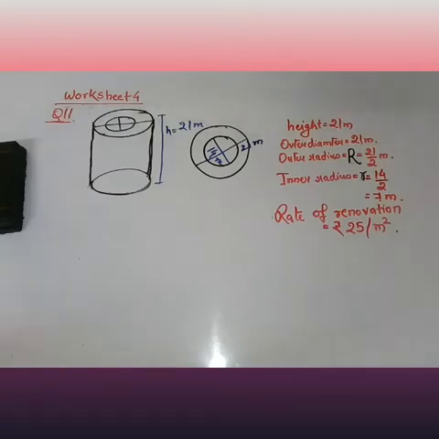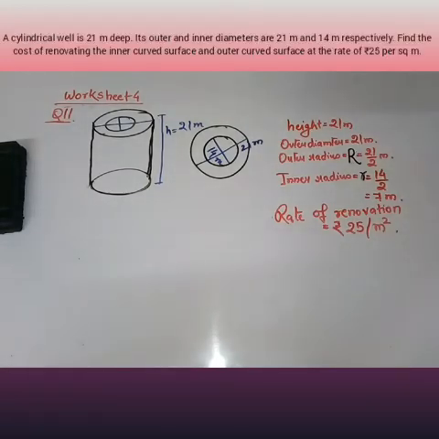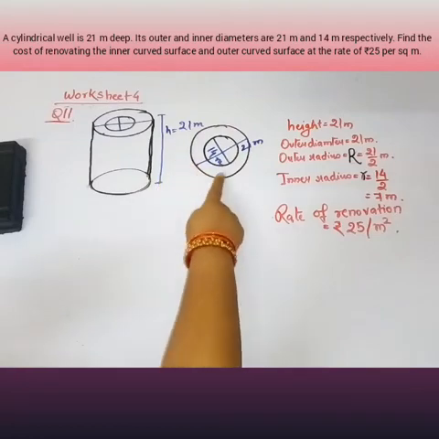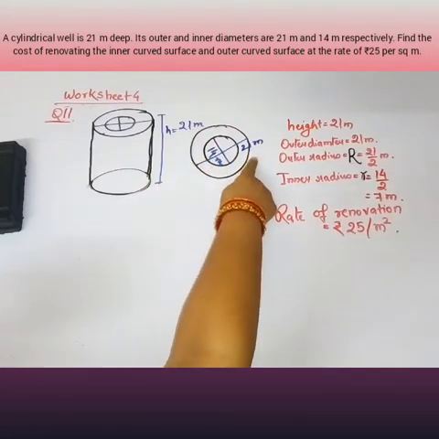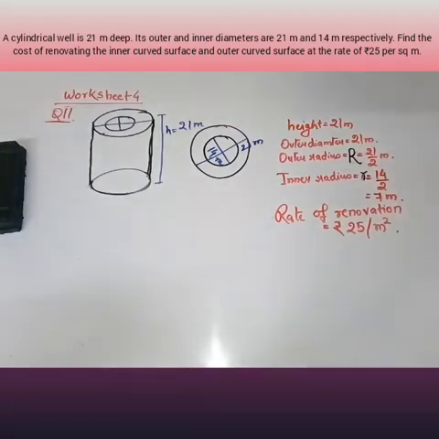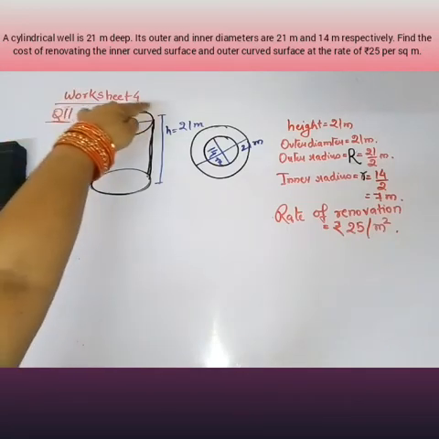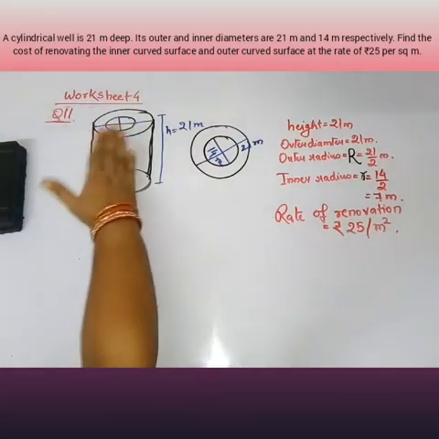Let's see question number 11. Question is, a cylindrical well 21 meter deep, its outer and inner diameters are 21 meter and 14 meter. Find the cost of renovating the inner curved surface area as well as the outer curved surface area at the rate of rupees 25 per meter square. So we want the inner curved surface area, that is this part, as well as we want the outer curved surface area, that means the outer part.